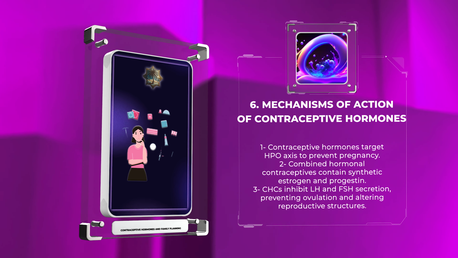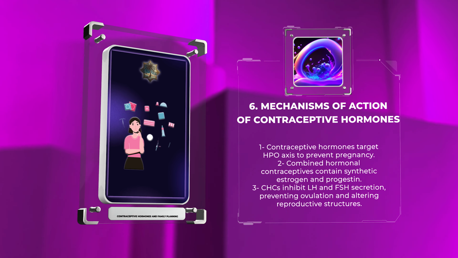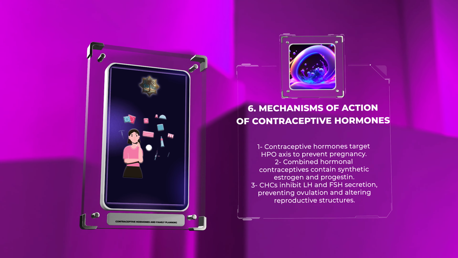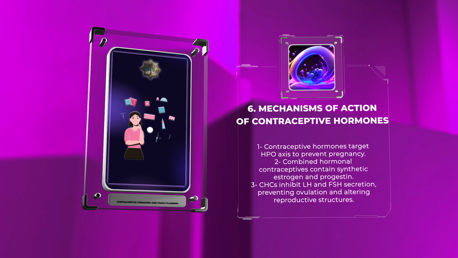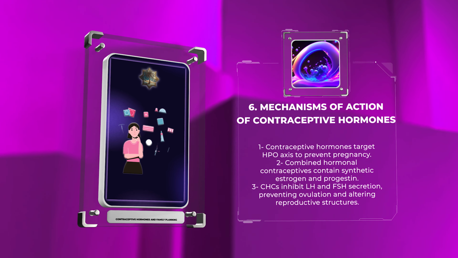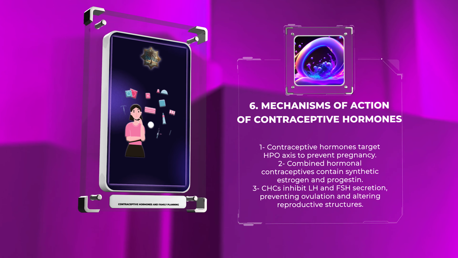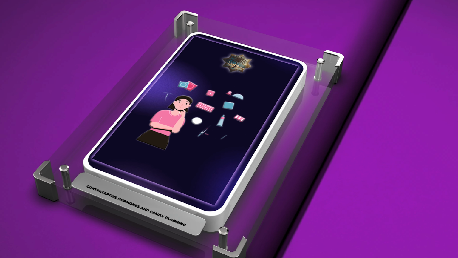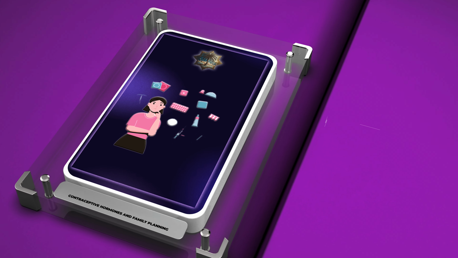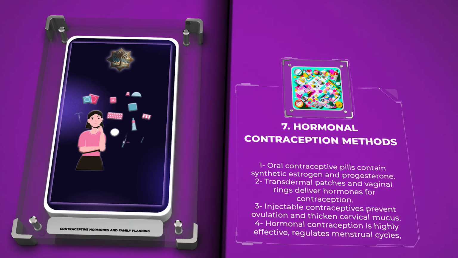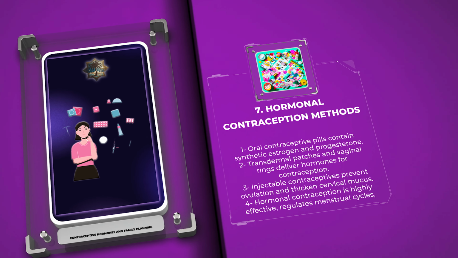Combined hormonal contraceptives, CHCs, such as combined oral contraceptives, contain synthetic estrogen and progestin. They function by inhibiting the secretion of LH and FSH, preventing ovulation, and altering the endometrium, cervix, and uterine tubes to impede fertilization. Oral contraceptive pills, often referred to as the pill, are taken daily and contain synthetic versions of estrogen and progesterone, which suppress ovulation and create a hostile environment for fertilization.